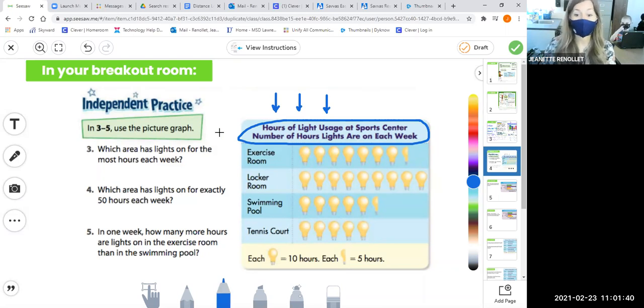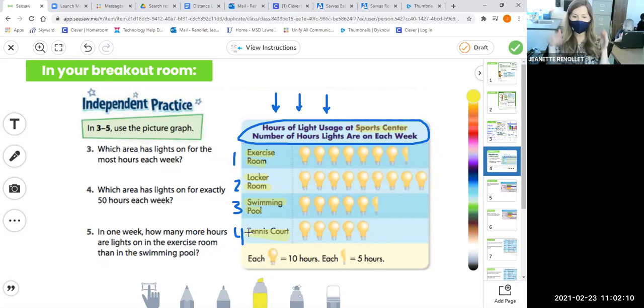Okay. Next, we have some categories. I count 1, 2, 3, 4 categories. These look like the names of different rooms at the sports center. I see one category is the exercise room, the locker room, the swimming pool room, and the tennis court. So in my mind, I'm thinking about a big sports place, and there's 4 different rooms, and they are keeping track of how many hours the lights are on in this sports building.